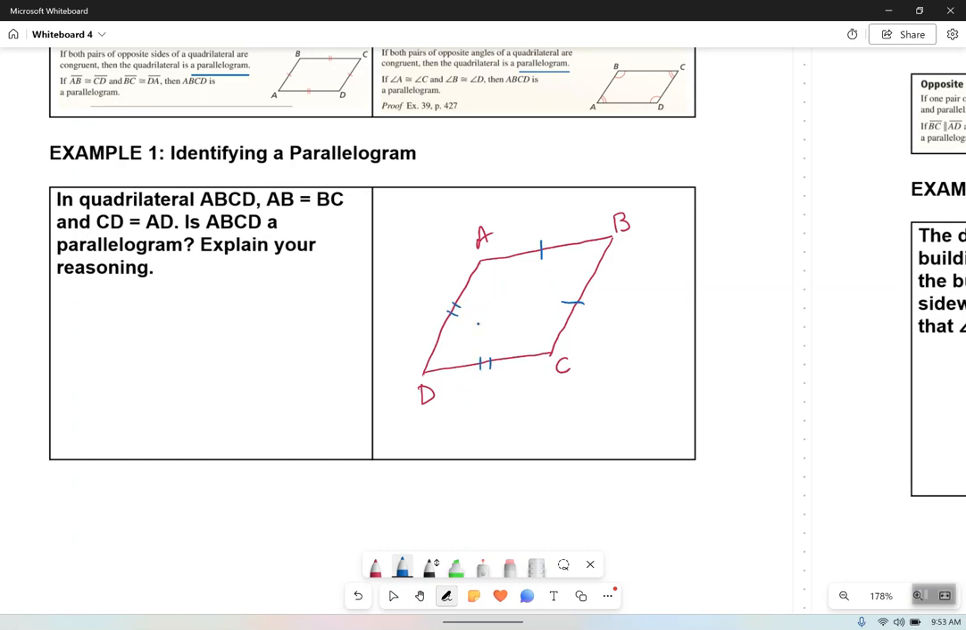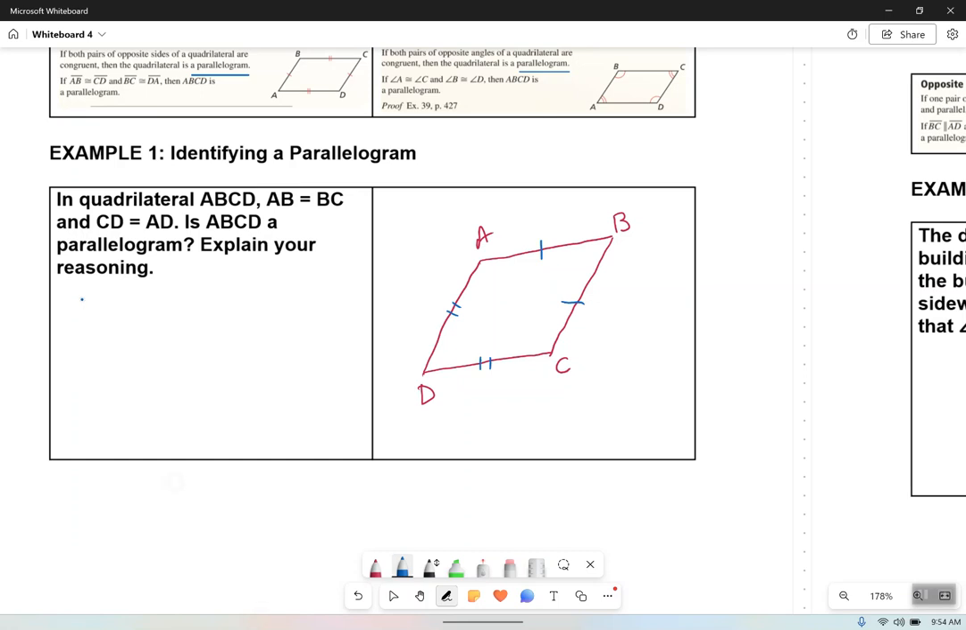My friends, this is talking about sides. Are opposite sides equal in length? Is AB equal to DC the way we've labeled these tick marks? Is the left side equal to the right side? Can we say that this is a parallelogram?